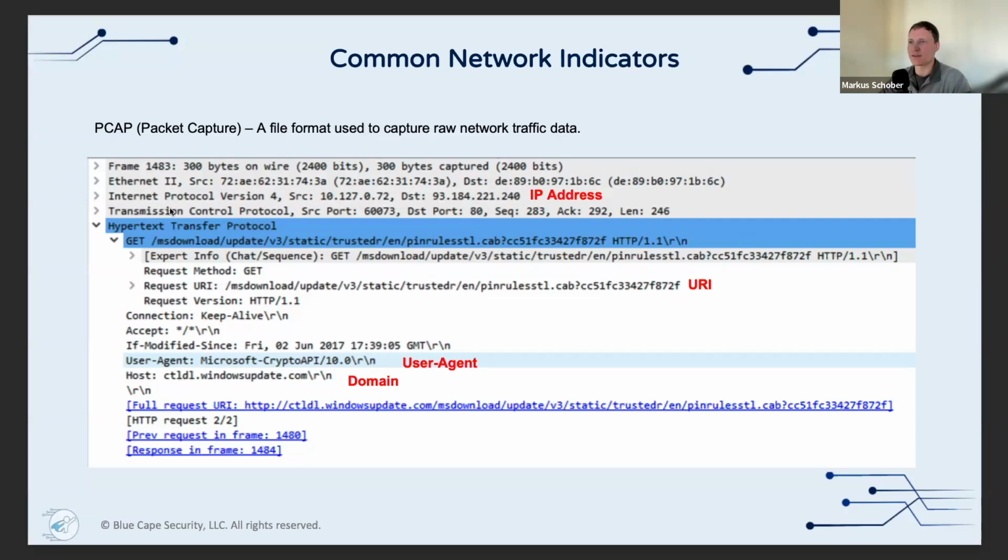The second one, a layer above, is TCP. The TCP protocol defines which port we are connecting to. So here we can see we connected to this IP address on port 80. That's another interesting IOC, an indicator of compromise, if that is part of an investigation.